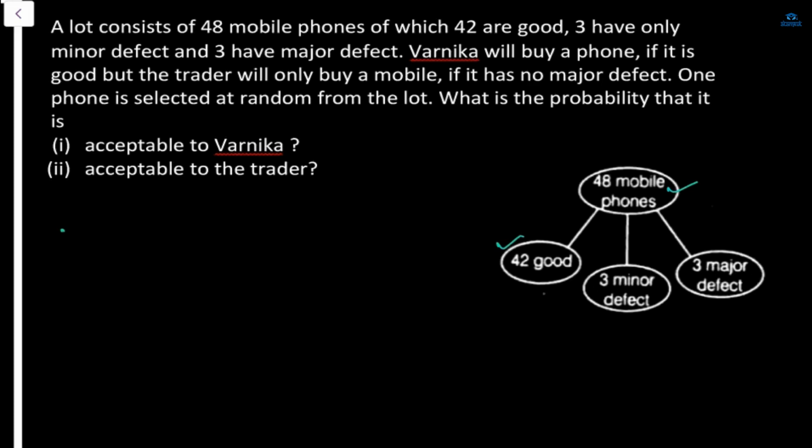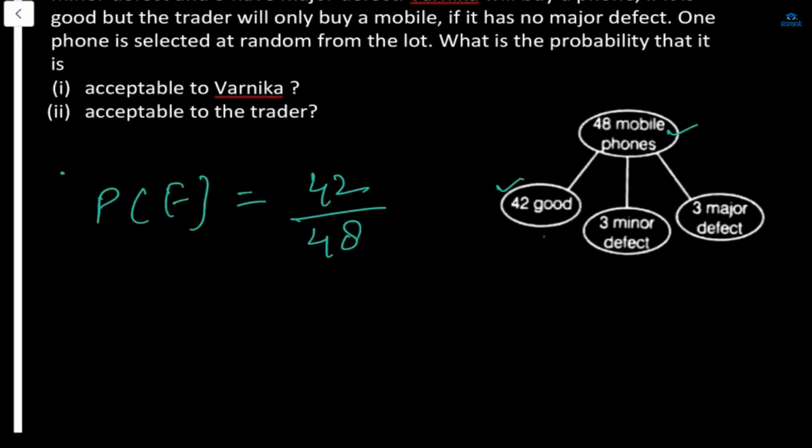Only good phones. Okay, so when Vernica is buying, the event of the phone being accepted by Vernica is what? The 42 is the favorable outcome and 48 is the possible outcome. So this is your probability. You can just reduce this probability, cancel it by 2, 3. But I'm just writing directly here.